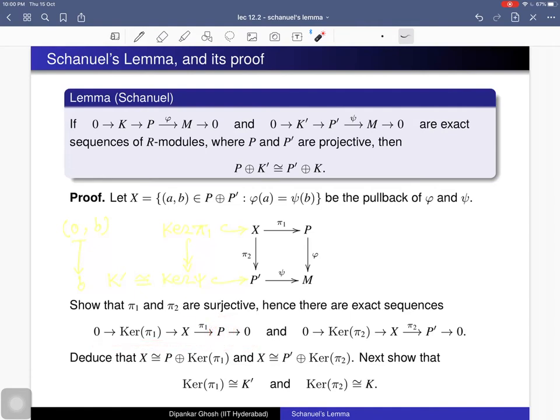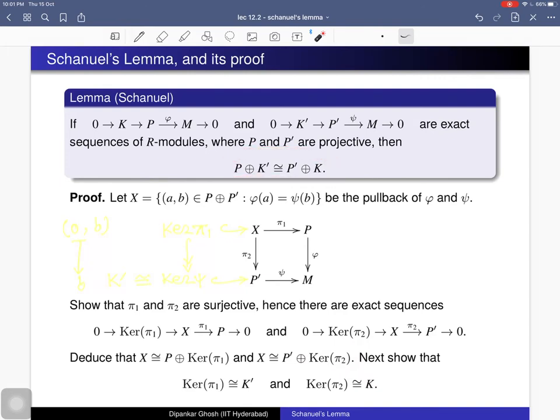Therefore, this middle one, X, should be isomorphic to P direct sum kernel pi 1, and for the same reason, since P prime is a projective R module, we have this isomorphism. So, this middle one X is isomorphic to P prime direct sum with kernel pi 2. So, we have these two isomorphisms, and we want to prove this isomorphism. From here we can see that this is isomorphic to this. So, once we prove that kernel pi 1 is isomorphic to K prime, and kernel pi 2 is isomorphic to K, then we are done. Then we have this isomorphism.